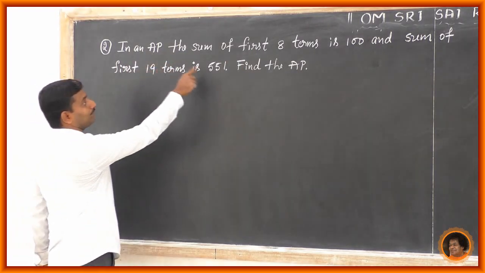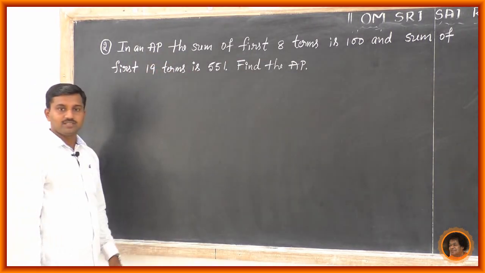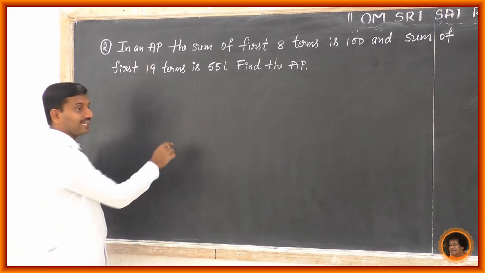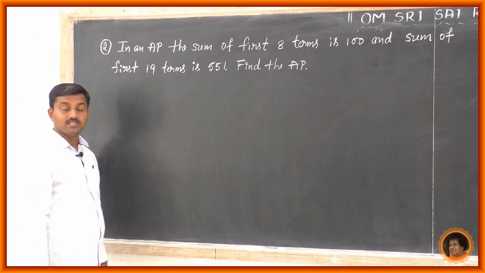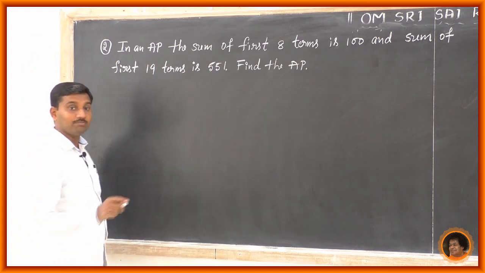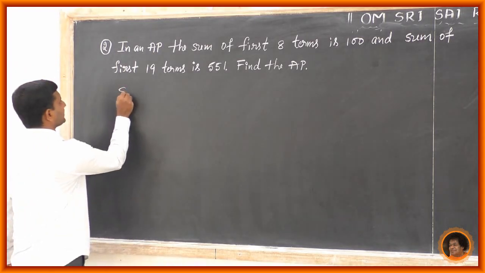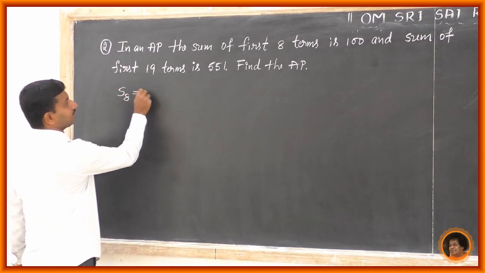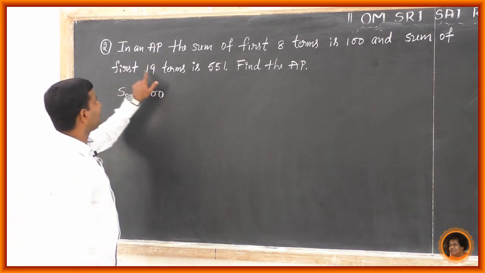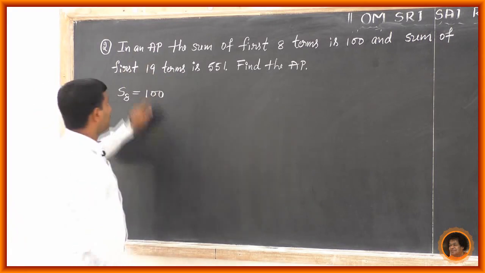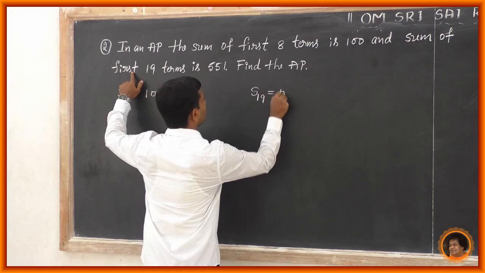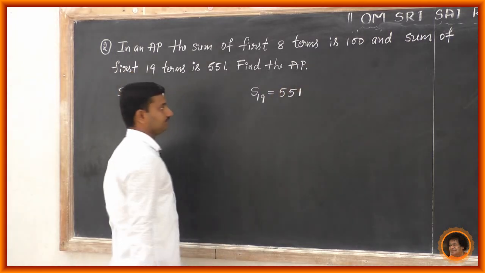So the first one, the sum of the first 8 terms. How to denote the sum? Sum of n terms is denoted as S_n. So the sum of 8 terms is denoted as S_8, so S_8 = 100. And the next one, the sum of the first 19 terms, is denoted as S_19 = 551.